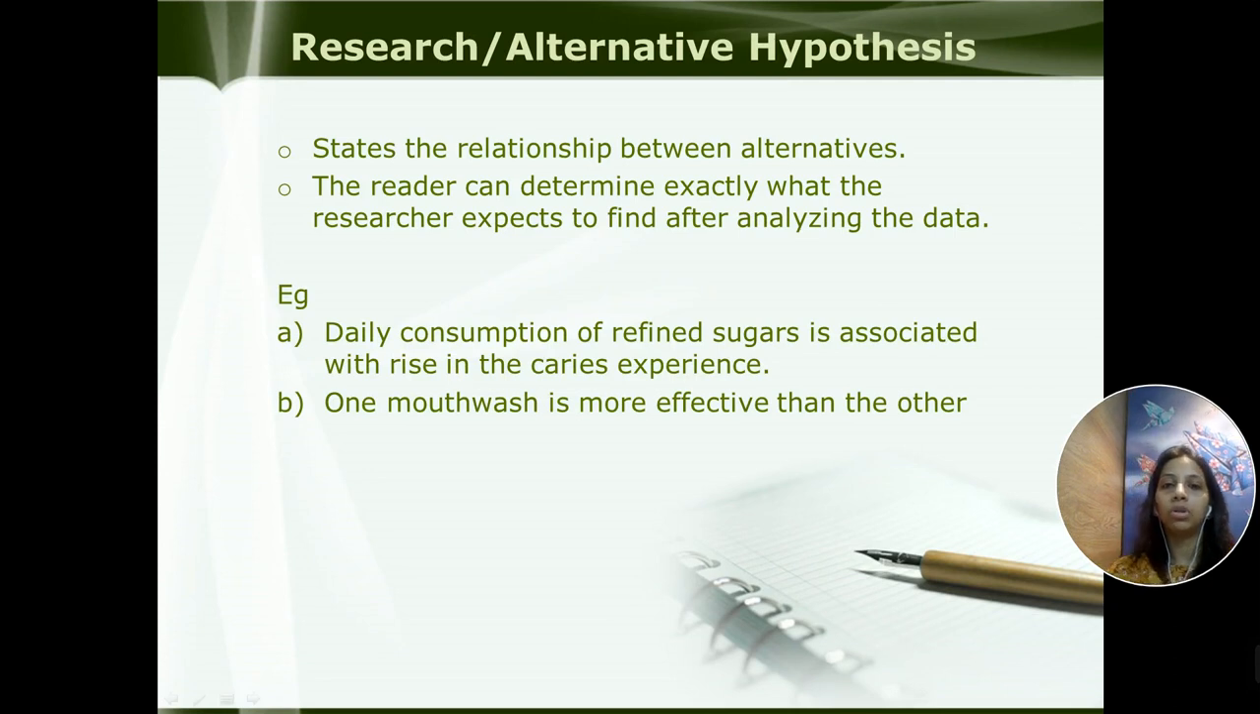And research or alternative hypothesis, it states the relationship between the variables. When the investigator considers that one variable will be better than another, or there is a specific relationship between two different variables under question, then that will be your research or alternative hypothesis. Like one mouthwash is more effective than other, or daily consumption of refined sugars is associated with rise in caries experience. Exactly opposite than the null hypothesis.